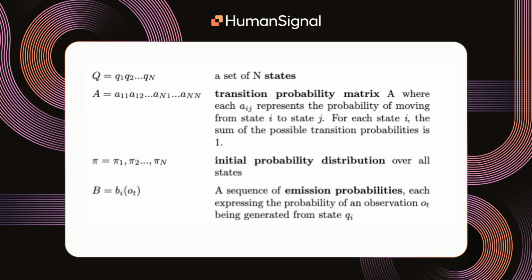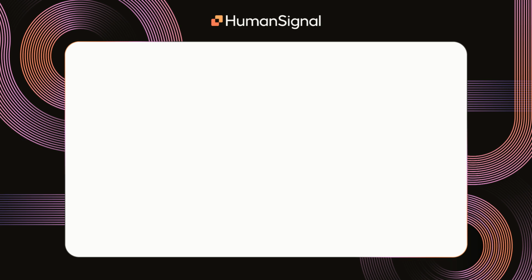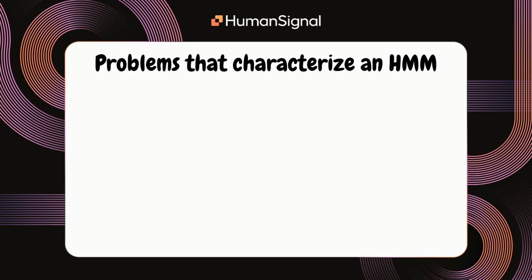Much like Markov chains, an HMM has a set of states, a transition probability matrix, and an initial probability distribution. Unlike Markov chains, however, an HMM includes what we call emission probabilities, or the probability that an observation Oi is generated at state Qi. According to fundamental work done by Rabiner in 1989 and previous work done by Jack Ferguson in the 1960s, there are 3 fundamental problems that can characterize an HMM.